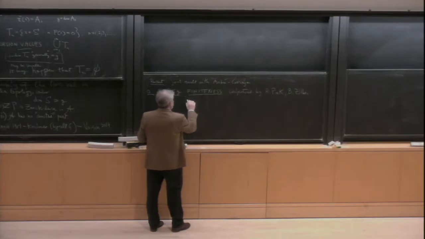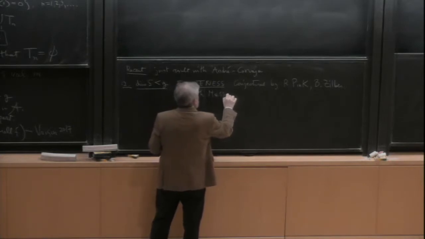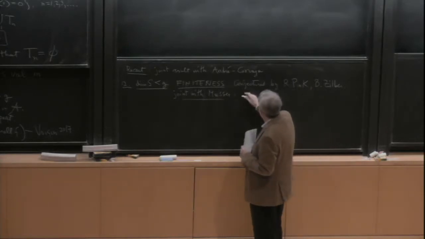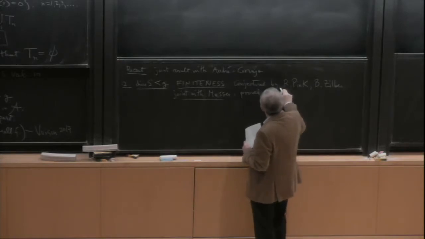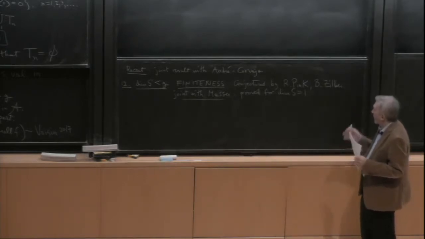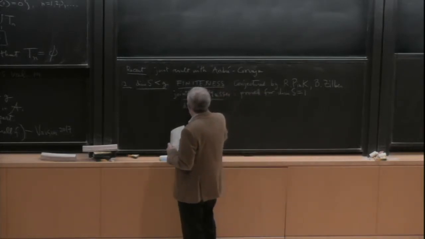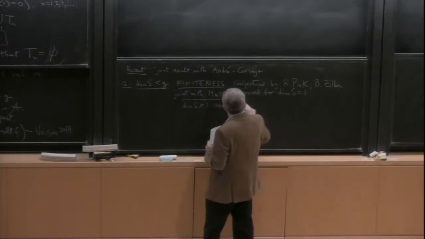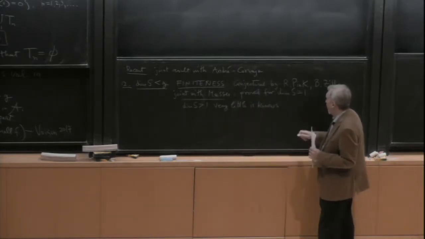In joint work with Masser, we proved this under the assumptions that I said, for dimension of S equal 1, so the case of curves. This is quite special, but at least it may be done. For dimension of S greater than 1, very little is known. And there are only scattered examples proved by Habegger.